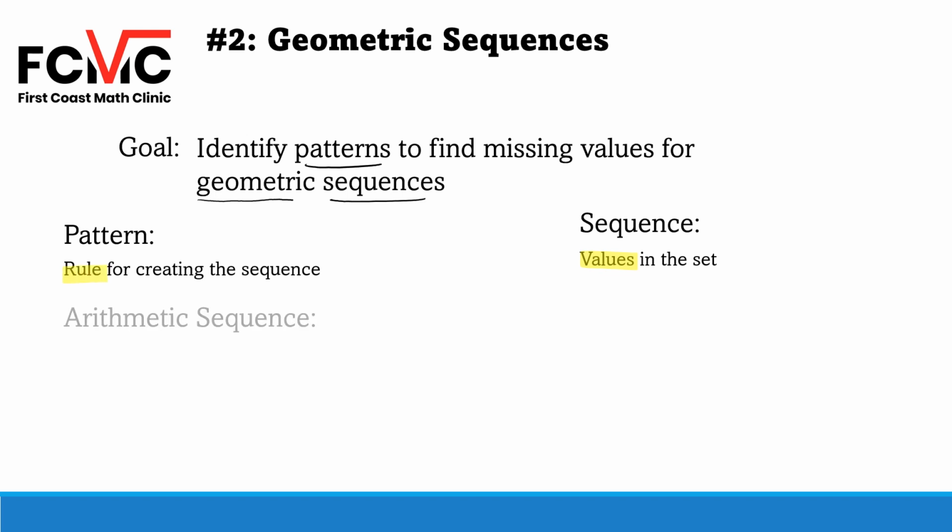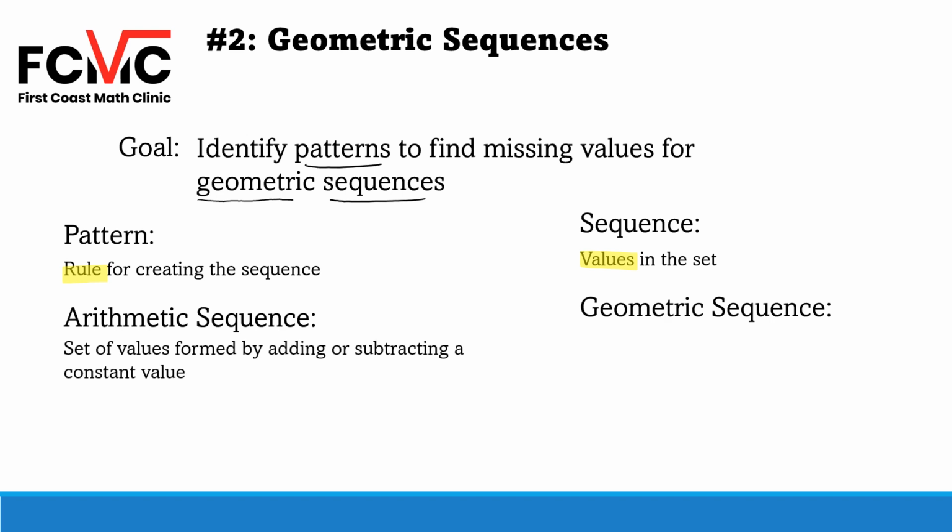In the previous video, we talked about arithmetic sequences. In this video, we're going to talk about geometric sequences. Well, what's the difference? Arithmetic sequences are sets of values formed by adding or subtracting a constant value. In geometric sequences, there are sets of values formed by multiplying a constant value. So arithmetic, we're adding or subtracting. Geometric, we're multiplying.